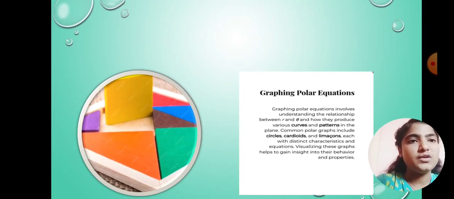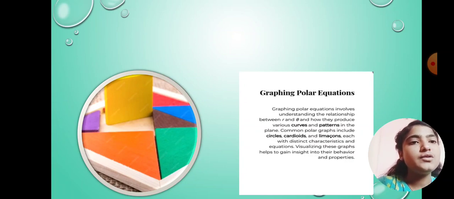Graphing polar equations. Graphing polar equations involves understanding the relationship between r and theta and how they produce various curves and patterns. Polar coordinates are useful in graphing polar equations in such a way that they describe the relationship between r and theta and how they produce the curves and patterns in the plane.